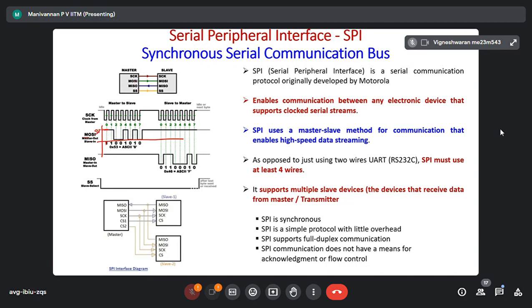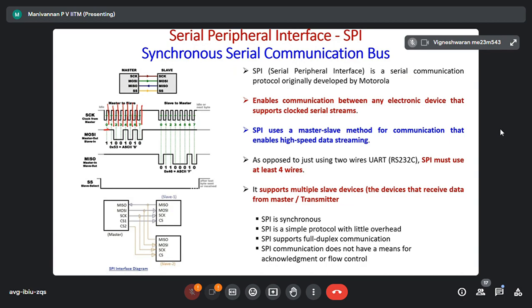Even though data is available, the slave will not read the data like RS-232. It will wait for this clock. You can see that this is the clock. I have also shown here, there's one arrow. This is the first clock. The first clock, second clock, third clock, fourth clock, fifth clock, sixth clock, seventh clock. This is the eighth clock. Okay. Now data is high.